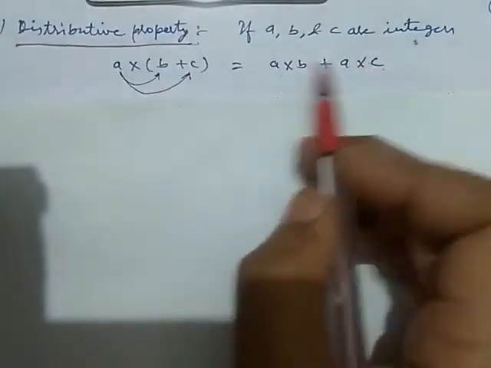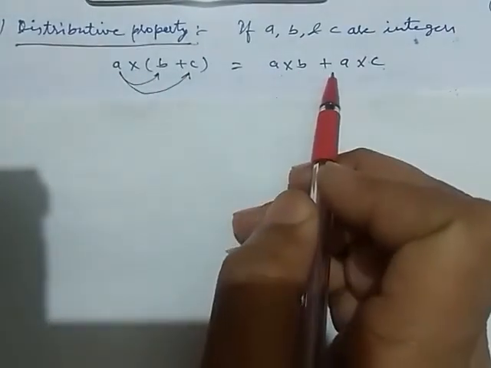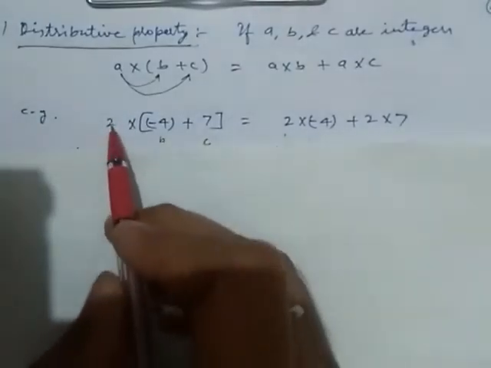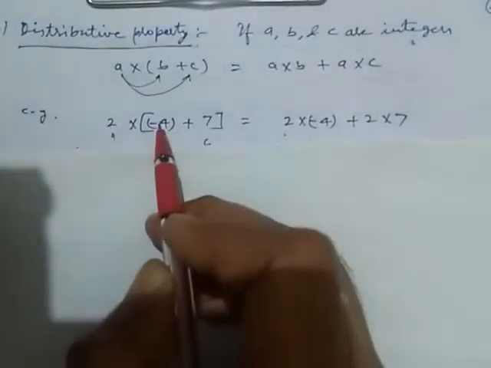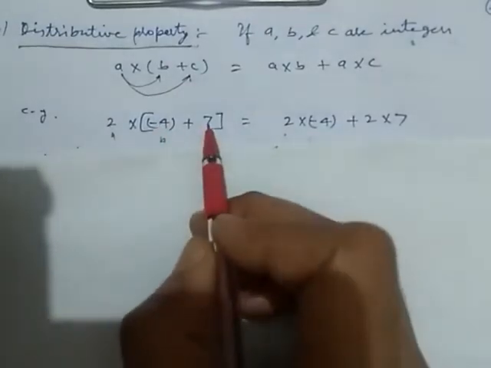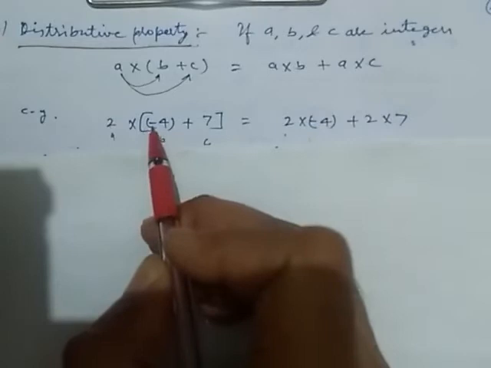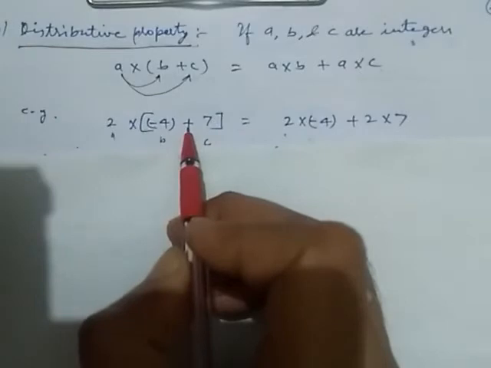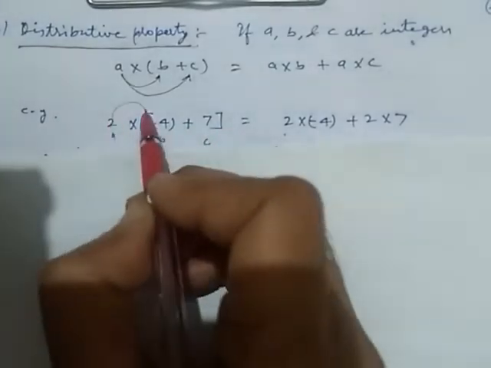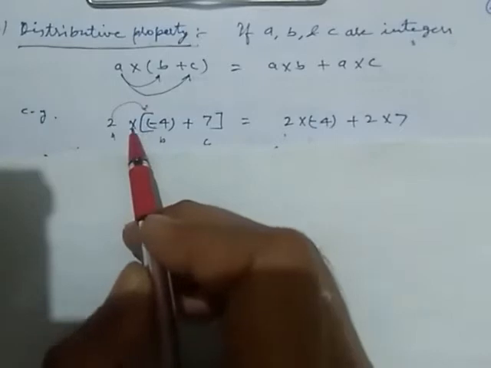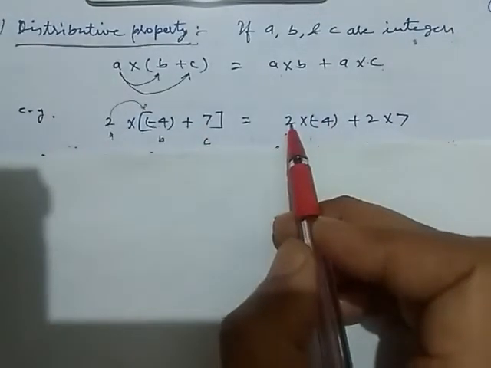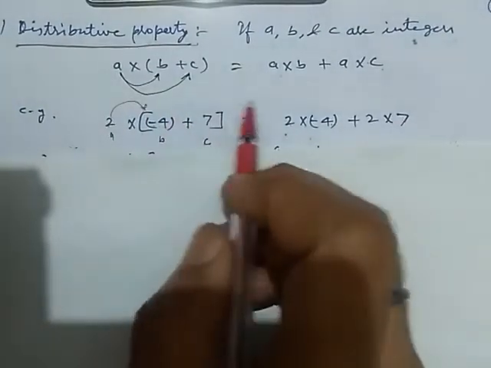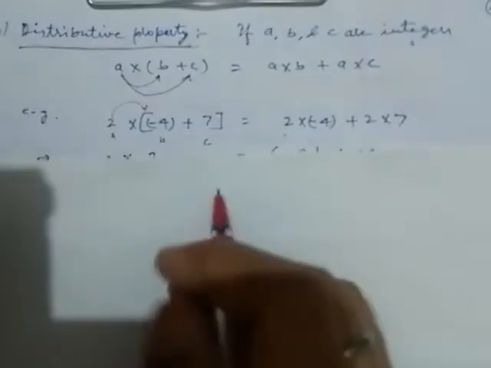Now we check whether this is correct or not by using some numbers. Here the value of A is 2, B is minus 4, C is 7. Now first we associate this minus 4 and 7 with this addition sign. What happened? Here 2 into minus 4 plus 2 into 7. Here we check the value and then find what happened.